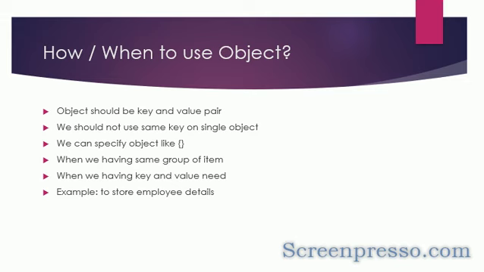Okay. When can we go with the object? When we have the same group of items. For example, I previously told about the student detail. That is the one best example here. The second, when we have key value needs. When you have a value that should be bound with one name, you can go with those criteria also. Example, to store the employee details here.